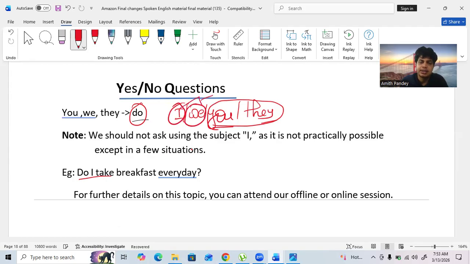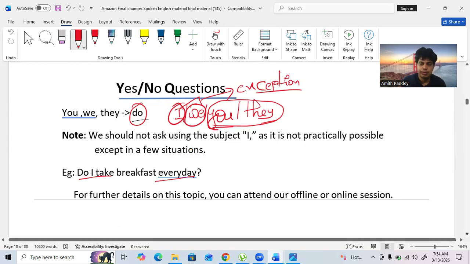So practically speaking, you should not use I or even we. There are certain exceptions, I'm not saying you should not use them at all. There are certain exceptions where you have to use them. Now let's see. Here we go. Do I take breakfast? You should not use that. So what do you have to use? Do you?